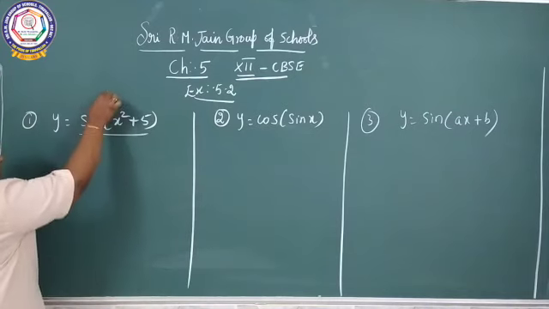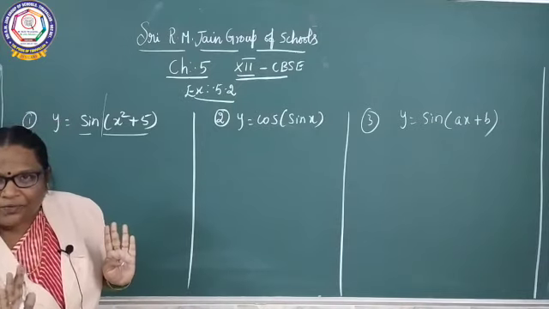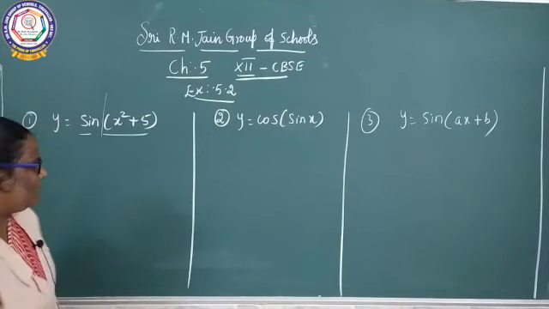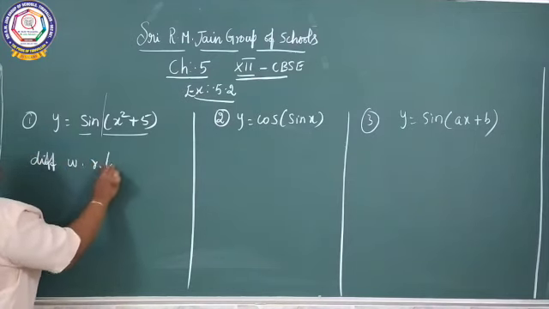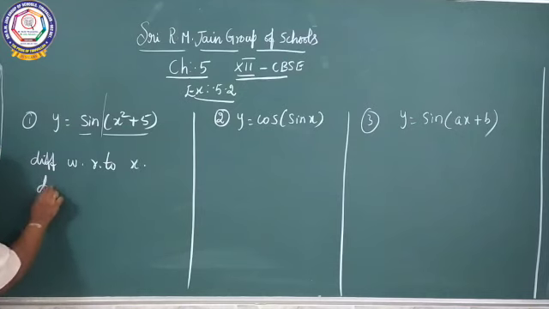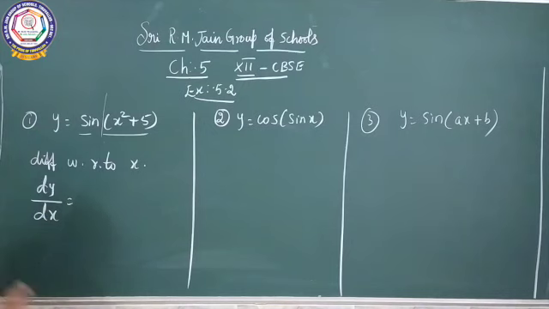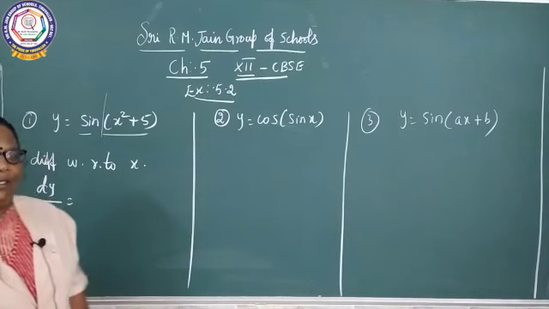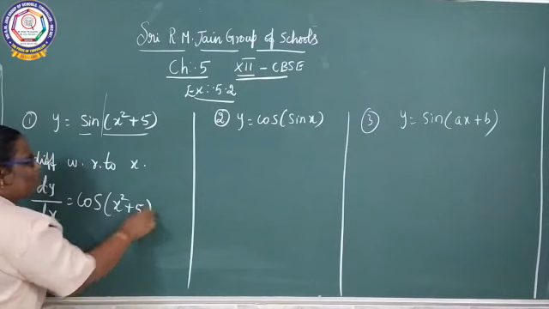See, sine of x, one term. What is the differentiation of sine x? cos x. First you write differentiate with respect to x, dy by dx equals sine of x. You don't think about x square plus 5. First term I can split, sine of x. What is the differentiation of sine of x? cos x. That problem is over. cos of x square plus 5.